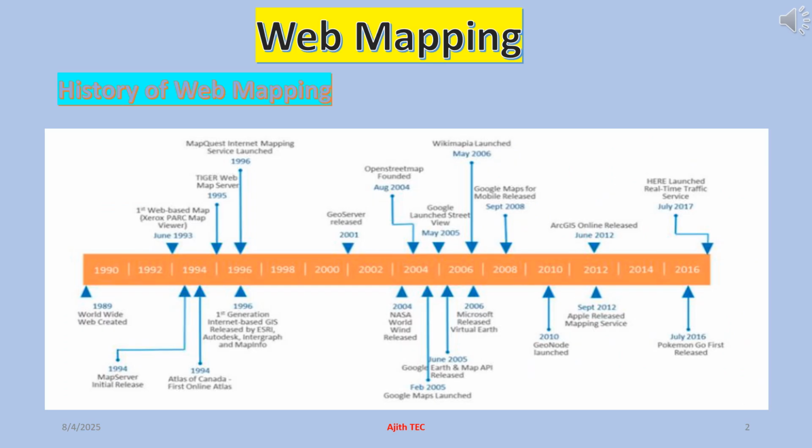In this slide, the diagram illustrates the evolution of web mapping from 1990 to 2016 in different stages, with technology innovation and development in the IT industry. It is very useful to get a better understanding of web mapping technology development as a whole.